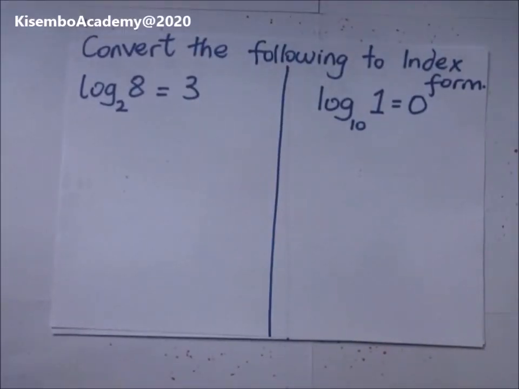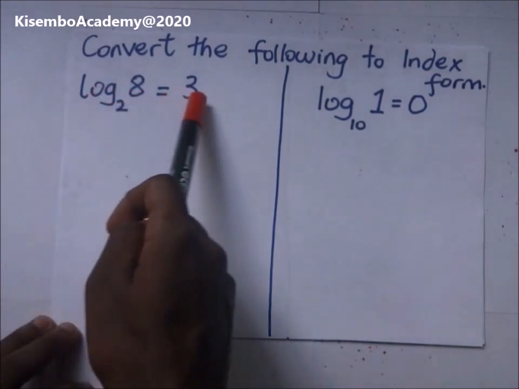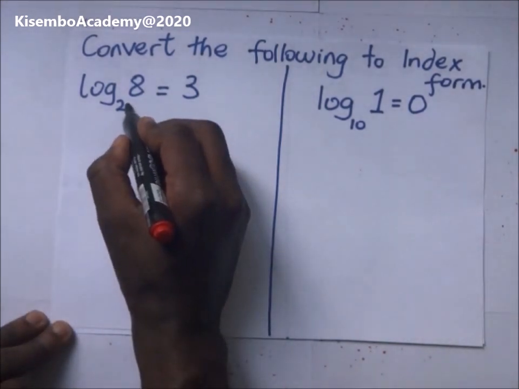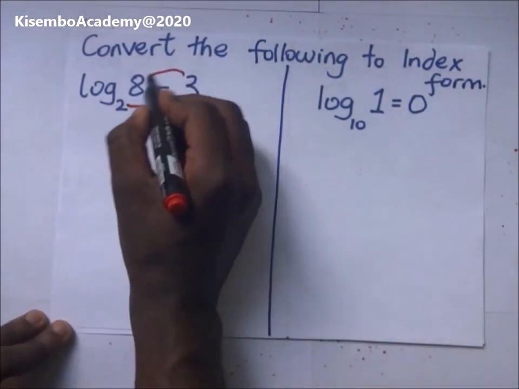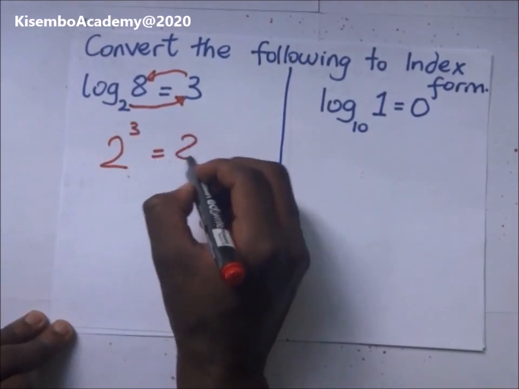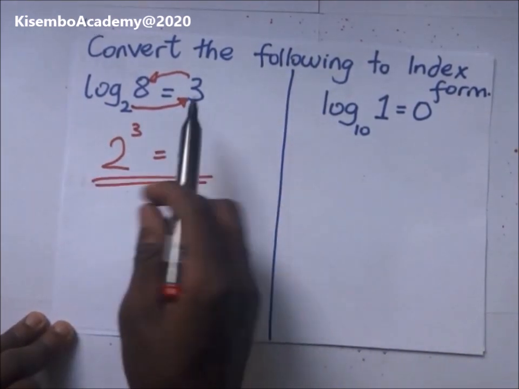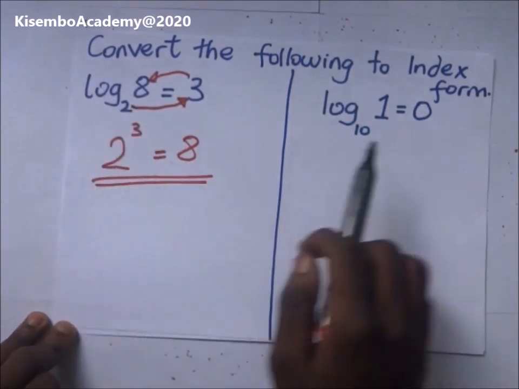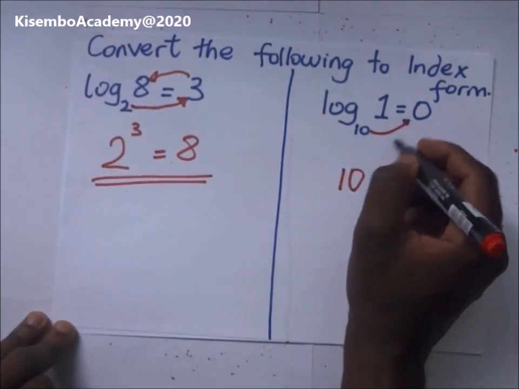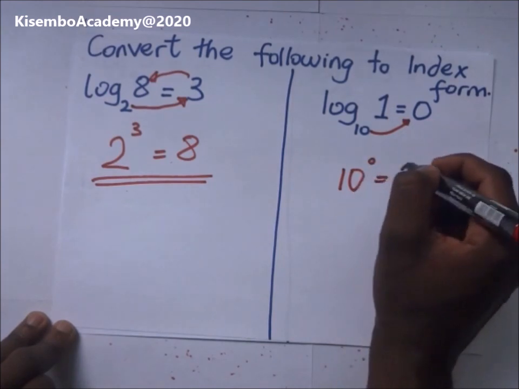In the same breath, we are going to convert these numbers to index form. They are telling us that the log of 8 base 2 is equal to 3. Converting that is still going to be 2 to the power 3 gives us 8. So 2 to the power 3 is going to be equal to 8. As simple as that. Now we've converted this logarithm to index form. It's the same thing we shall do here. 10 to the power 0 is equal to 1.